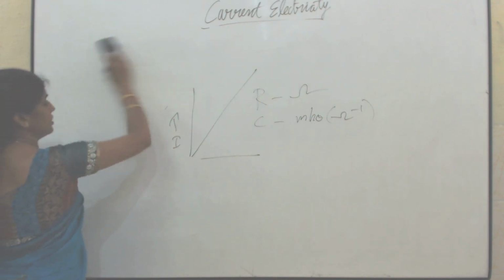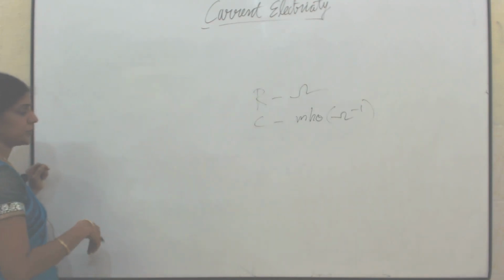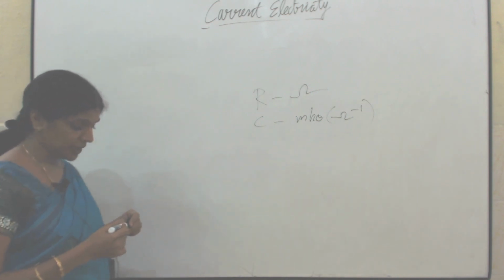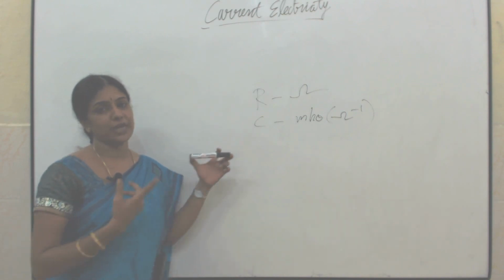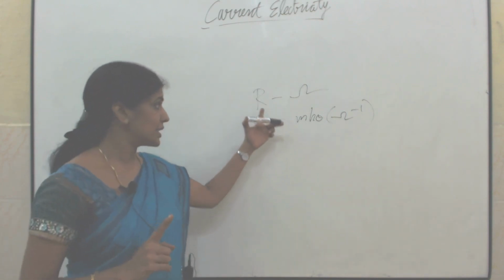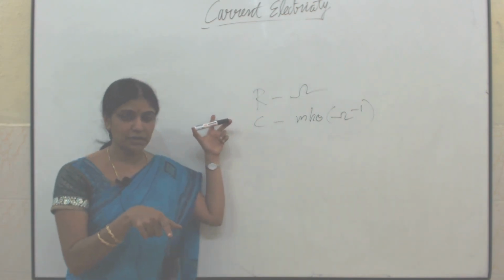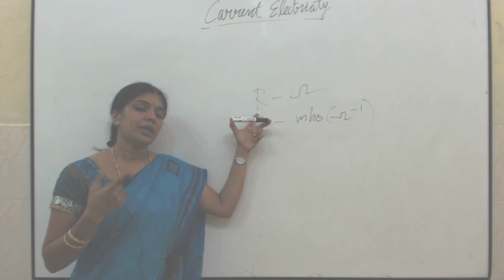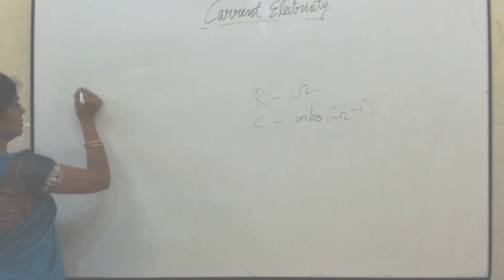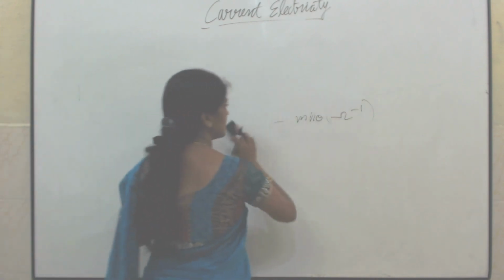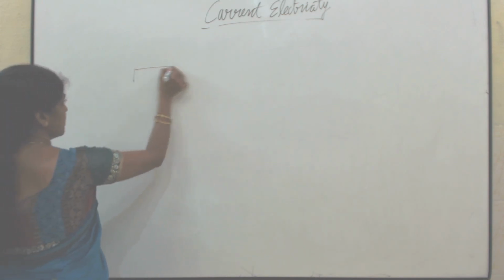Now, we will see on what factors this resistance depends. The resistance of a conductor depends upon the material of the conductor and also on the dimensions of the conductor. Now, we'll go through two examples for finding out the factors on which the resistance depends.